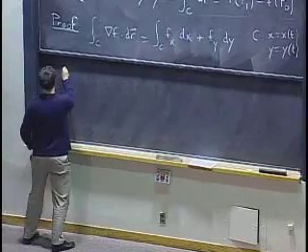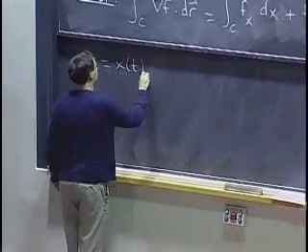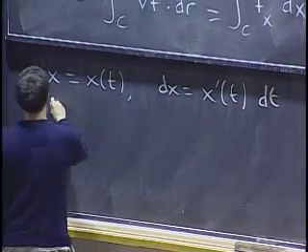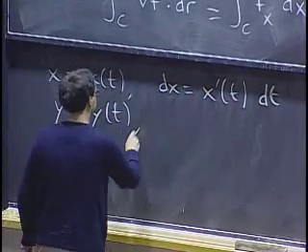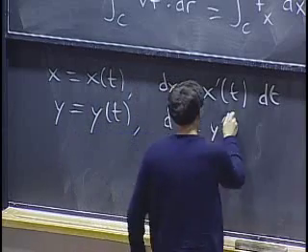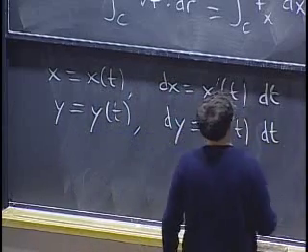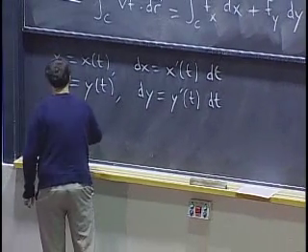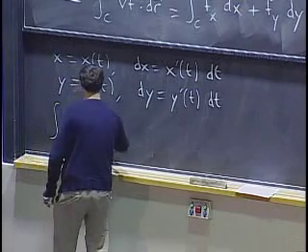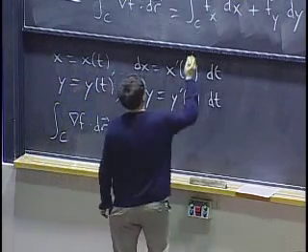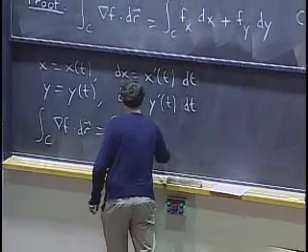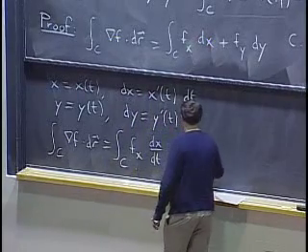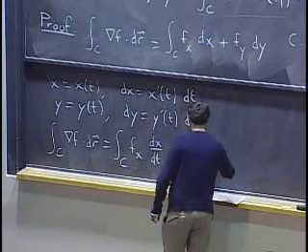So we know x is x of t. That tells us dx is x prime of t dt. Y is y of t gives us dy is y prime of t dt. So now what we are integrating actually becomes the integral of f sub x times dx/dt plus f sub y times dy/dt, times dt.